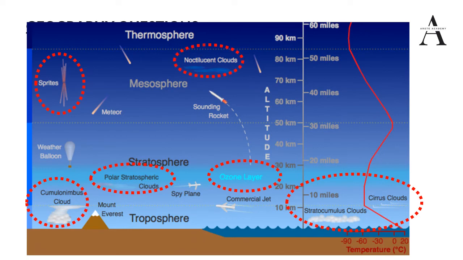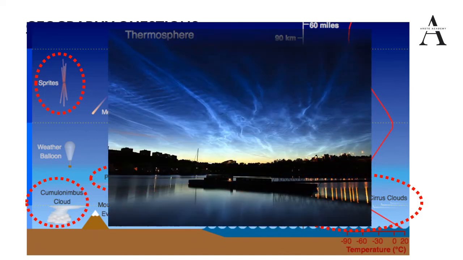noctilucent clouds. These noctilucent clouds are extremely rare, very high clouds seen in the night sky, usually on clear summer nights. They become visible at the same time when we see the brightest stars in the sky. Let me show you, these clouds look like this. They are far too high and they don't have any effect on the weather conditions on the ground.